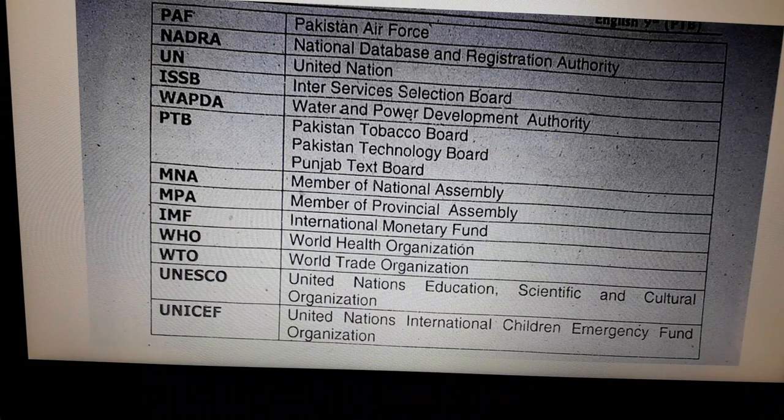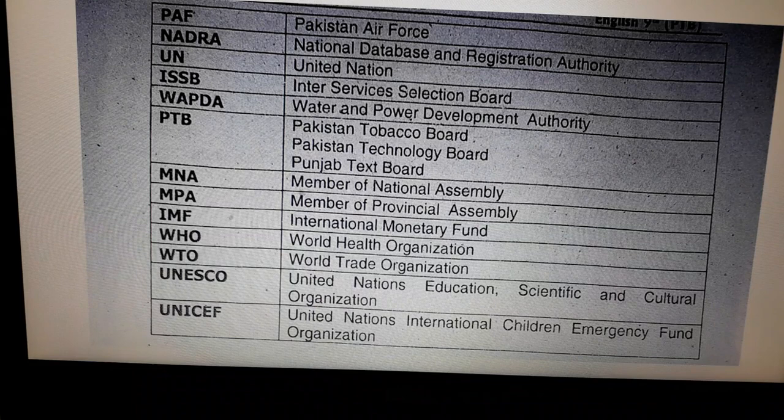PTB, Pakistan Tobacco Board, Pakistan Technology Board, Punjab Textbook Board. So when you write PTB, it can be any of these three. MNA, Member of National Assembly. MPA, Member of Provincial Assembly. IMF, International Monetary Fund, that is the organization of the World Bank. Monetary means related to money. That is a money related organization. WHO, World Health Organization.